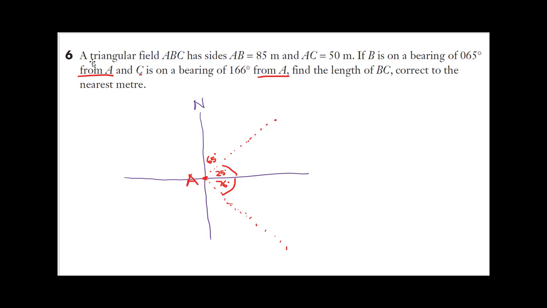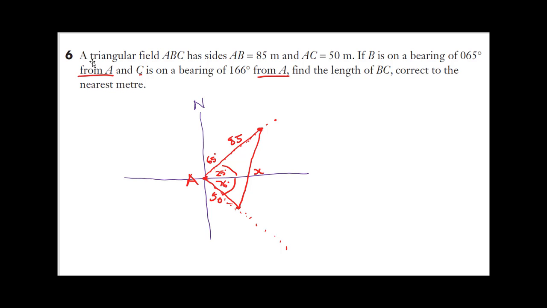We then can have a look at these two bits here. B was 85 and AC was 50, so along that's 85, and this one was 50. It's not too important that that's drawn 100% accurately, but what we have now is a triangle.